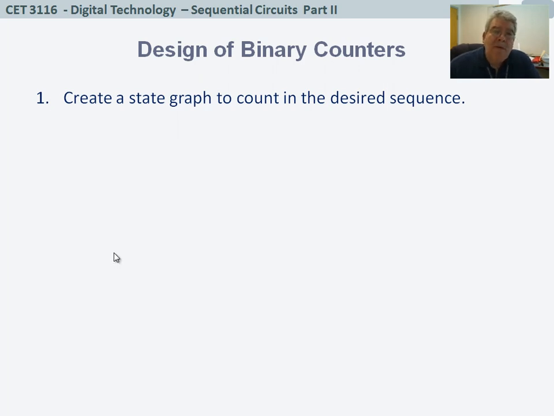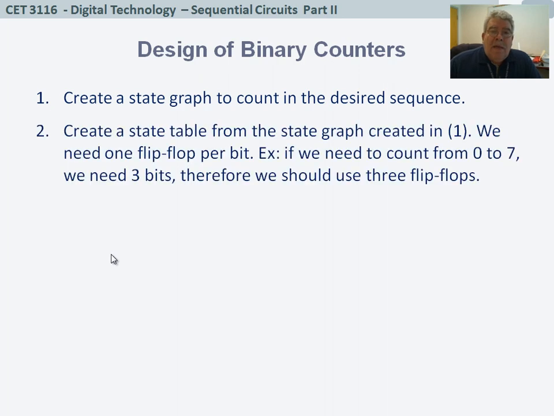Once we have the state graph, then we create a state table. And that state table is pretty much what we have in the state graph. You have the present state, and then for each change of the clock, you will have a next state, and that's also clearly put in the table.